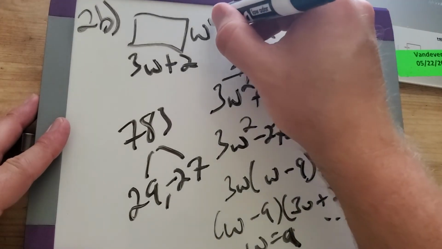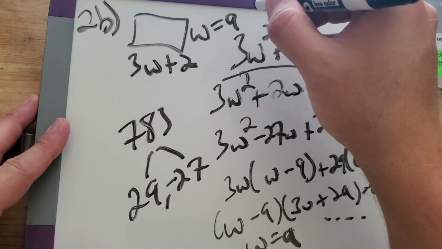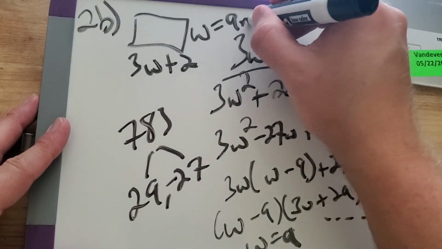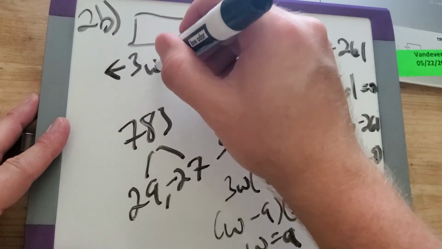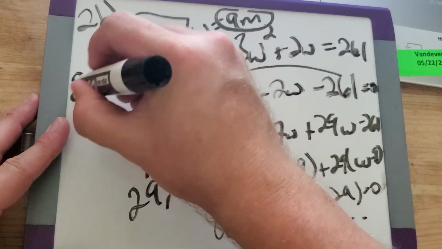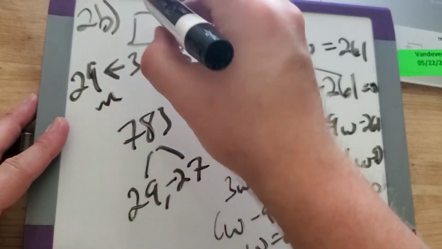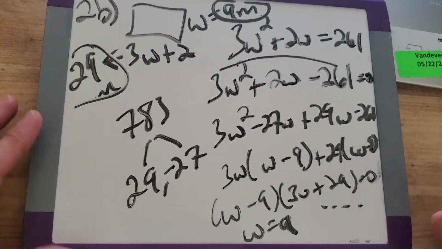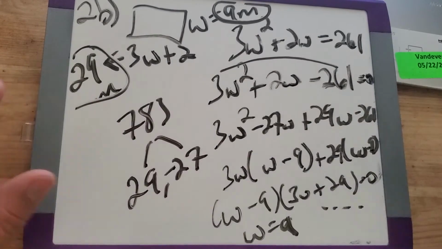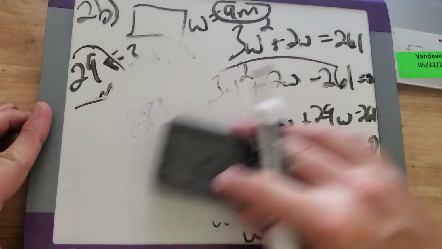So the width is 9. 9 what? 9 meters. All right, that's the width, and that would mean the length is 3 times 9, which is 27, plus 2 is 29 meters. All right, so we did that in class, but I mean, that was kind of gross. Probably shouldn't have done it at all, but oh well, there it is.